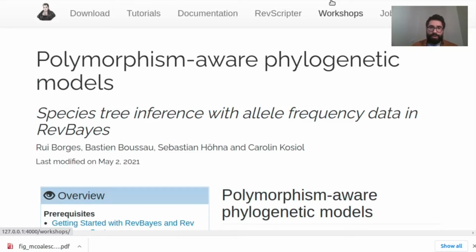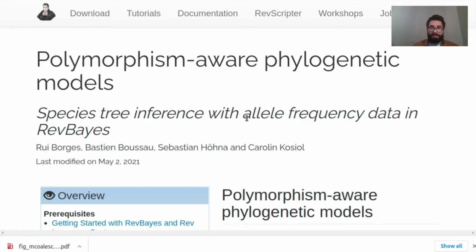So in this tutorial we'll be using the polymorphism-aware phylogenetic models to make inferences of the species tree using allele frequency data. So initially I will give you a little bit of background on the polymorphism-aware phylogenetic models, and once you have this background we will be employing these models to make phylogenetic inferences in RevBayes. We'll be estimating both phylogenies but also parameters of interest.